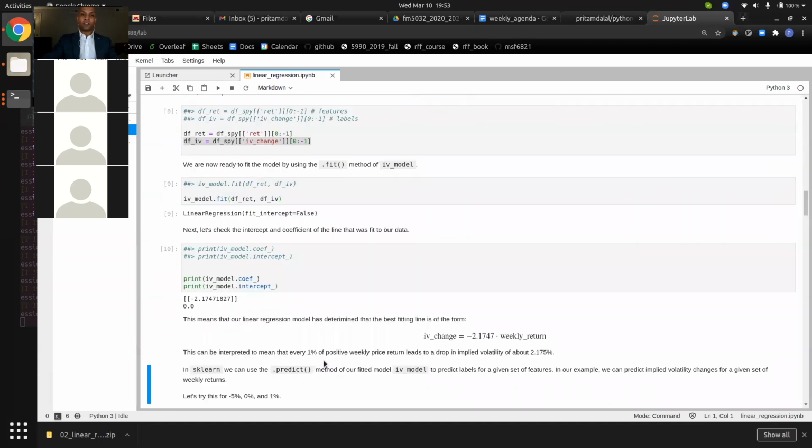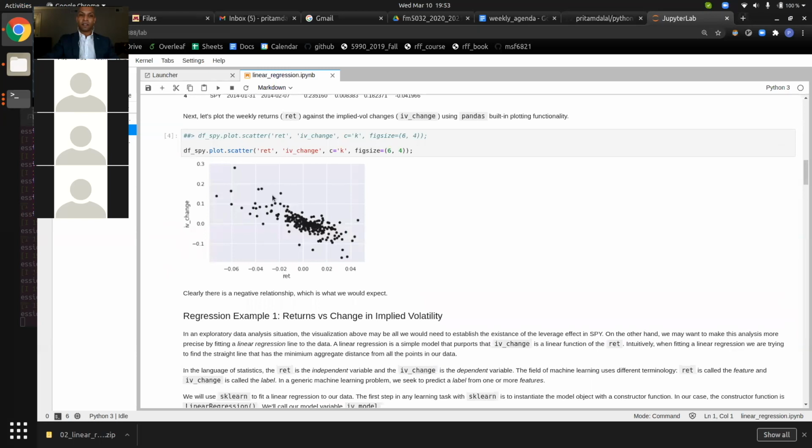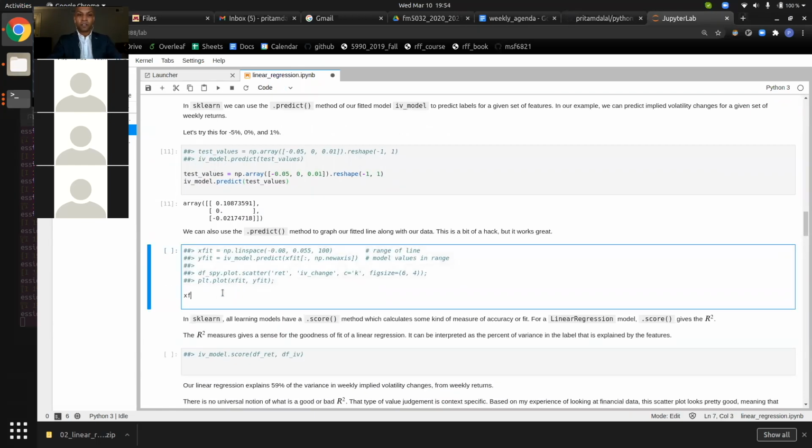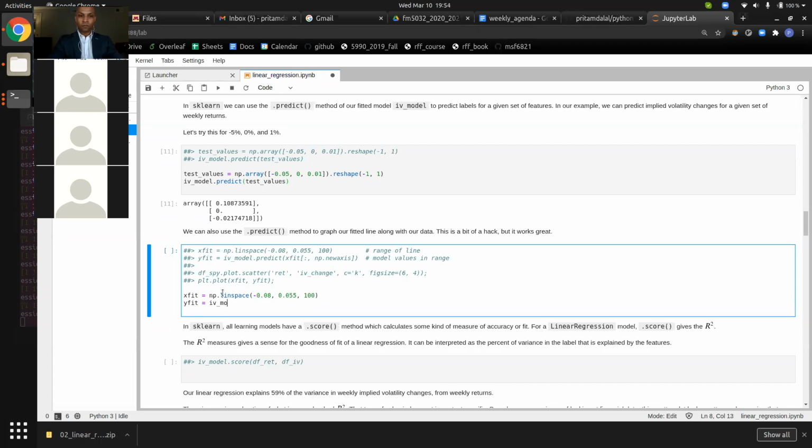So another thing we like to do in these types of situations is actually see the line that gets fitted, and we can use the predict method to kind of hack a solution for ourselves. So let's first create the range of the line, the range of the possible weekly returns. So we're going to have a line running from -8% to +5.5%. We're going to use a predict method to come up with predicted values for all of those values. XFIT.